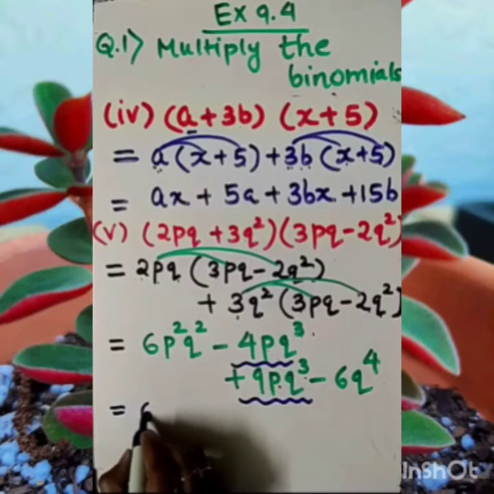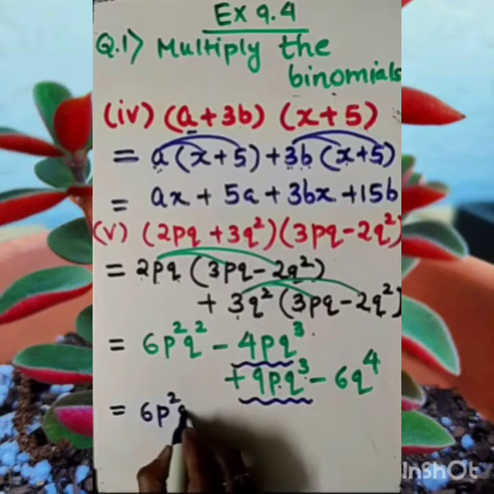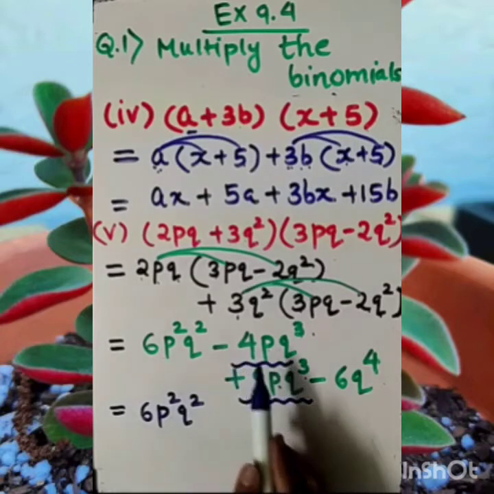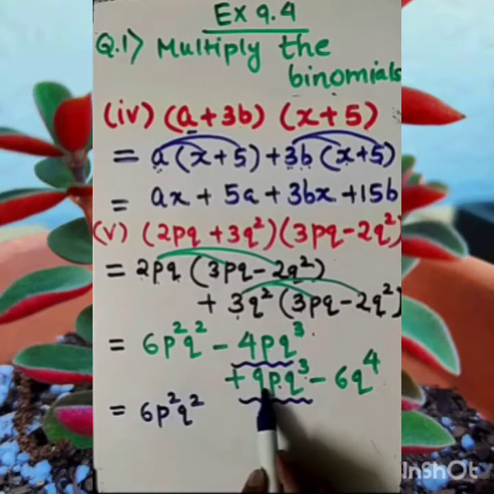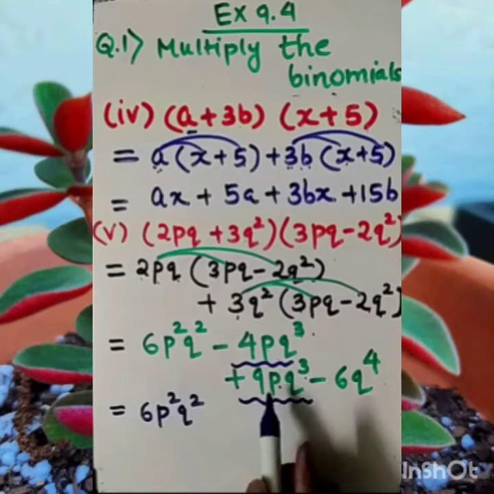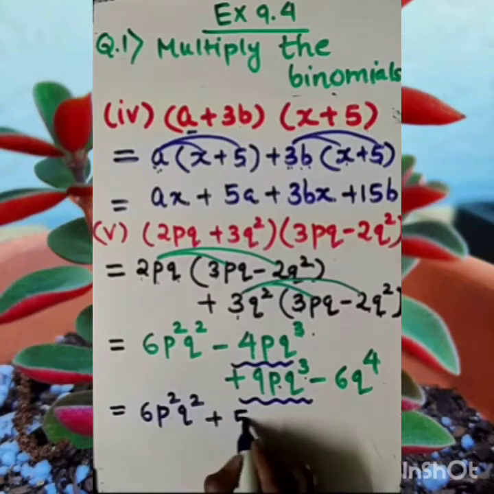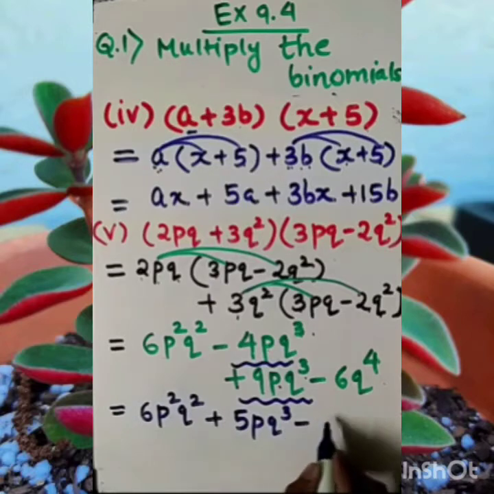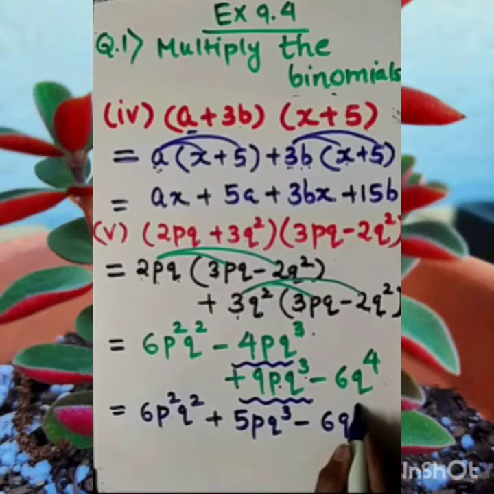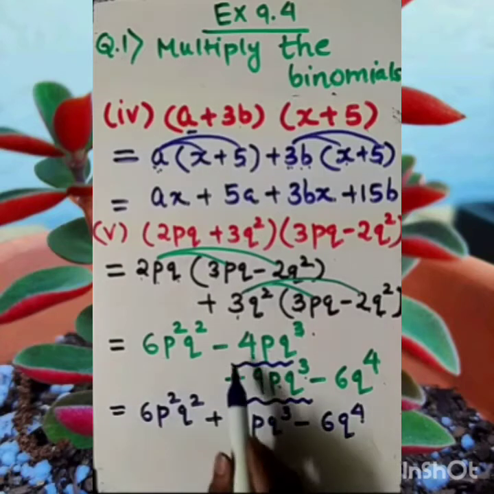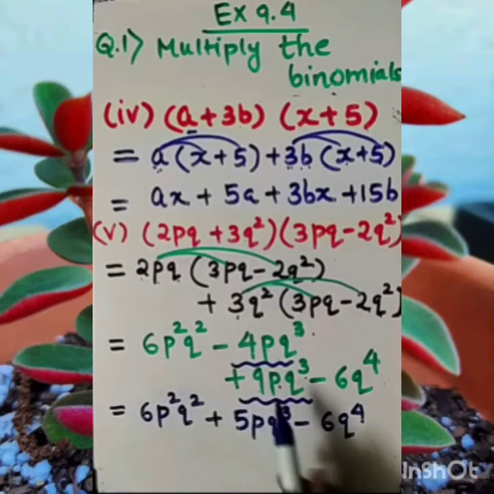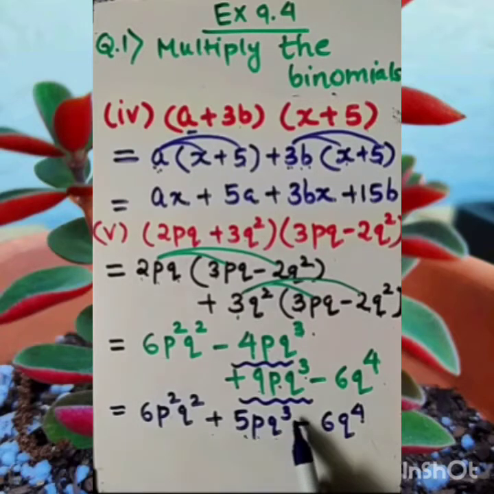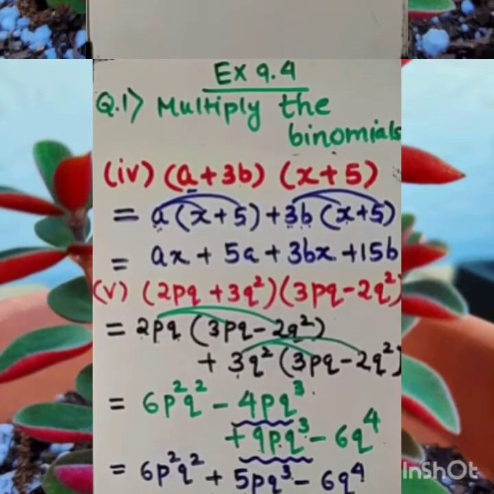So let's write the first term as it is, 6p square q square, without changing anything. We know that here it is minus 4 and here plus 9. Minus 4 plus 9 gives the result plus 5. So plus 5pq cube minus 6q to the power 4. We simplified minus 4 plus 9, and it gives the result plus 5pq cube. The rest of the two terms remain here.